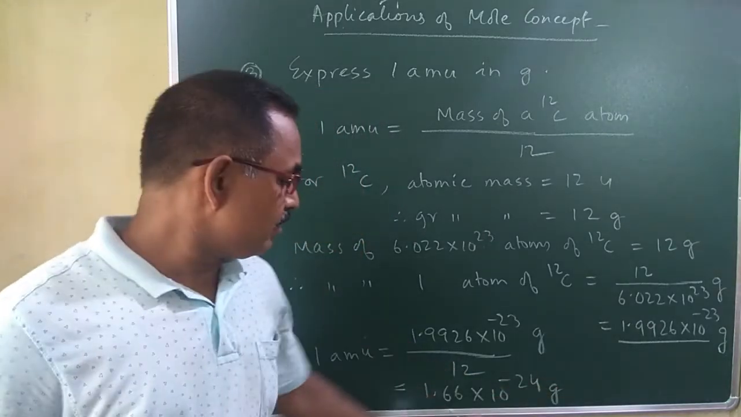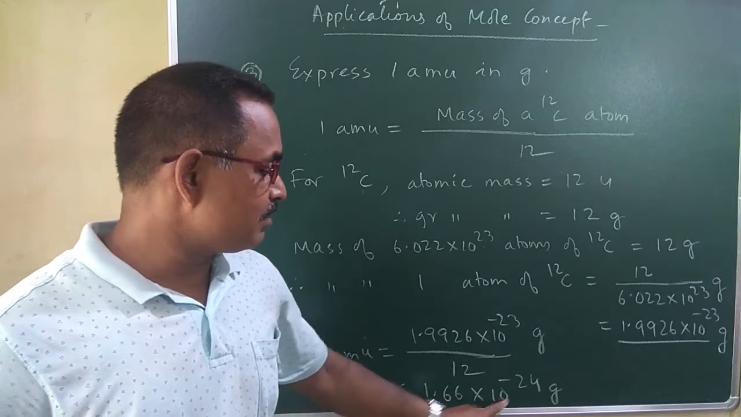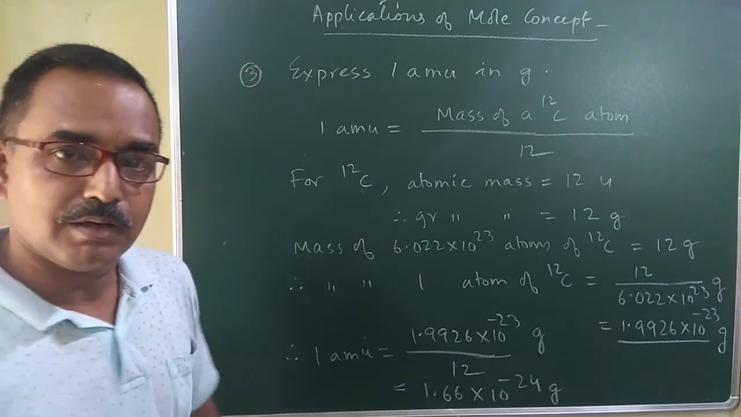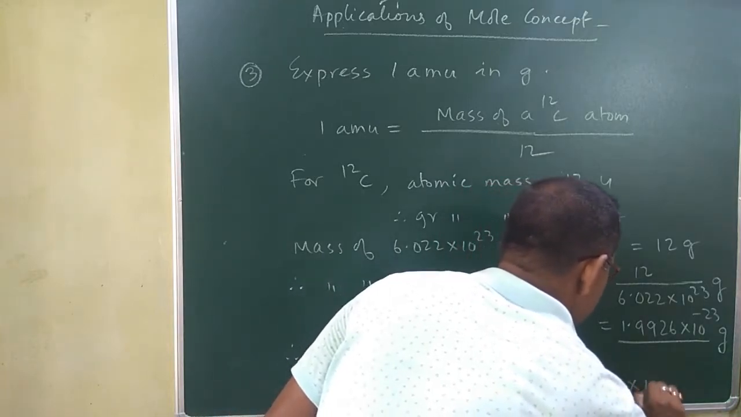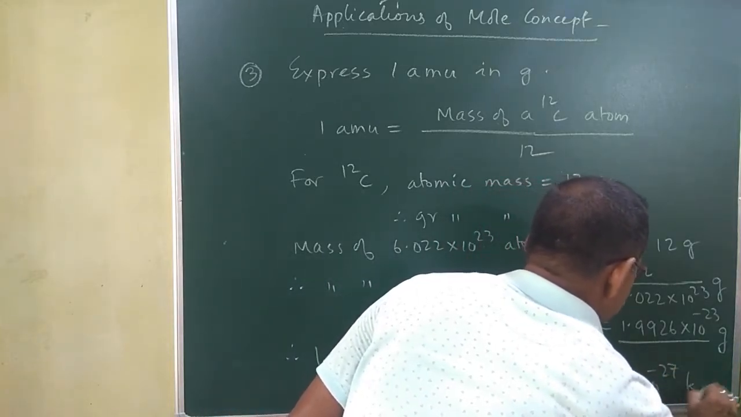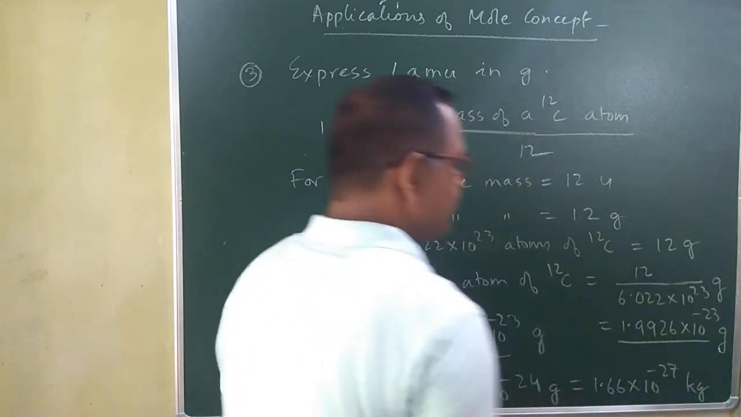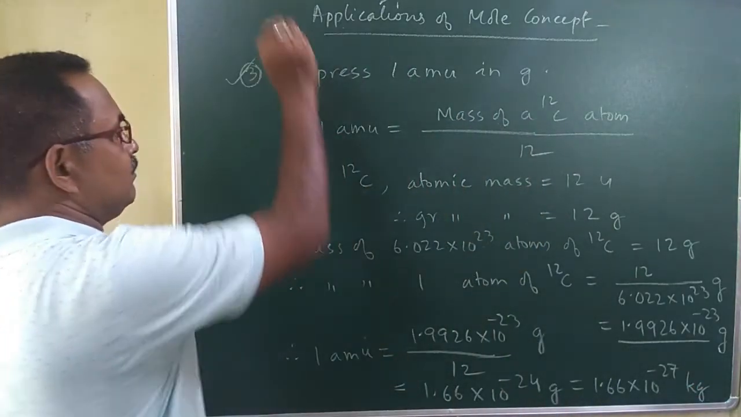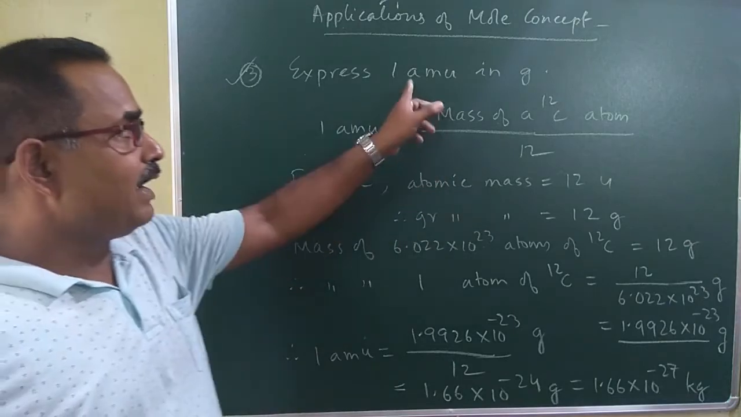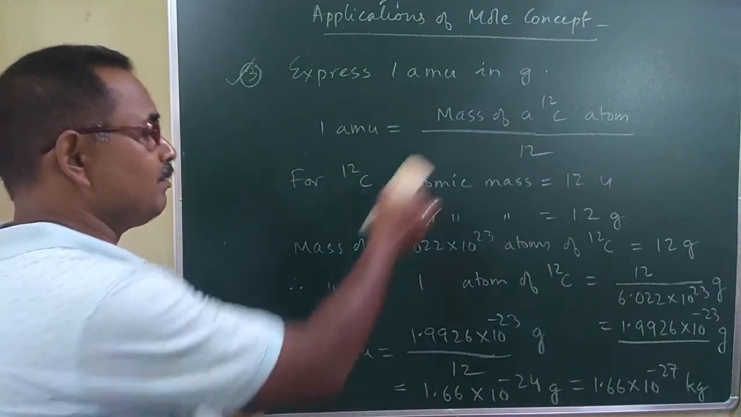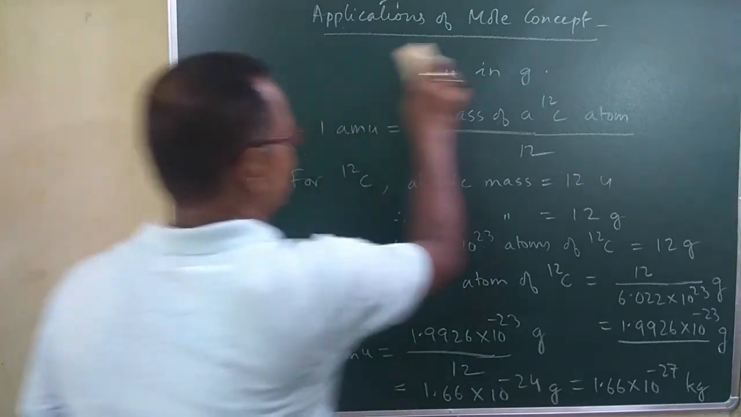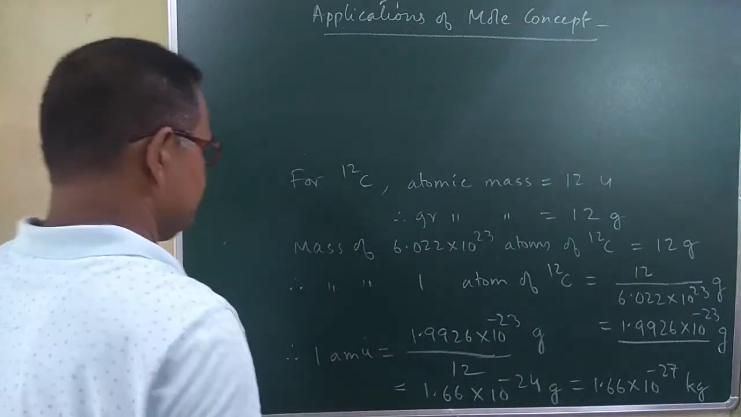In kilogram, it will be 1.66 times 10 to the power minus 27 kilogram. So in this way, you can find out the value of AMU in gram or kilogram. Okay. By using this, we can calculate the absolute mass of an atom.